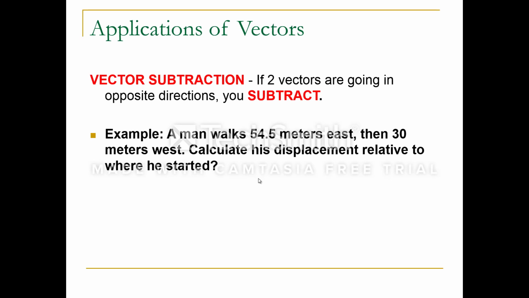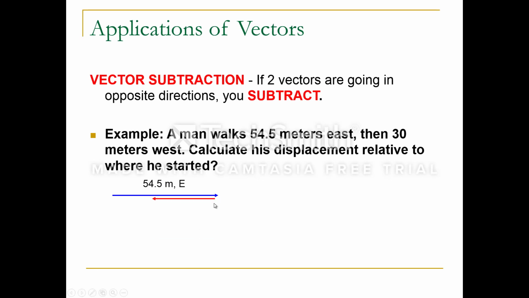You need to be able to draw these vectors. I know that these are really simple numbers, but you need to also be able to draw the vectors as they appear. You're going to use vectors a lot throughout the year. So you're going 54.5 meters to the east, and then you go 30 meters to the west.